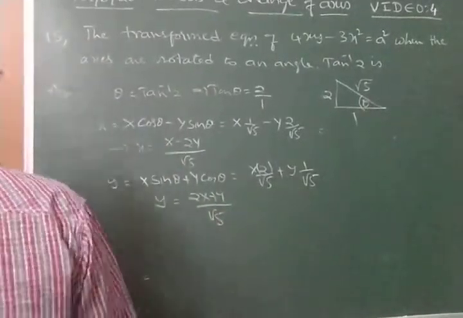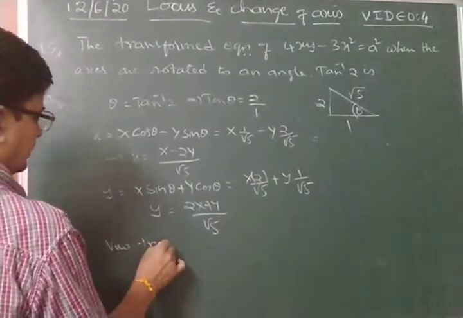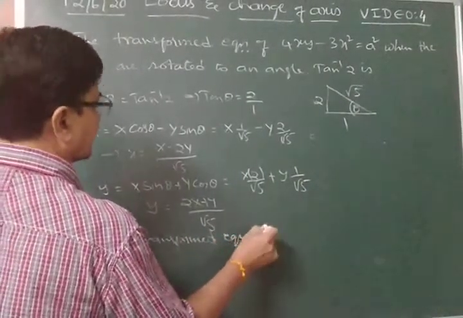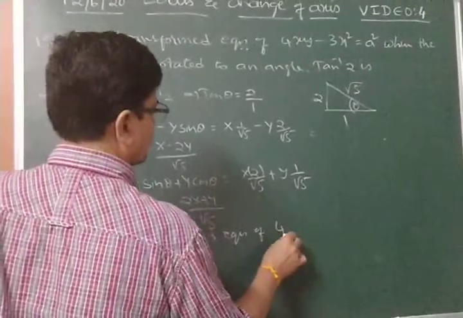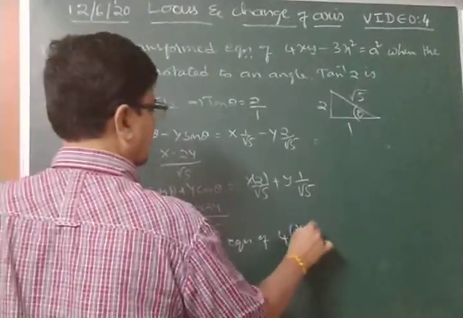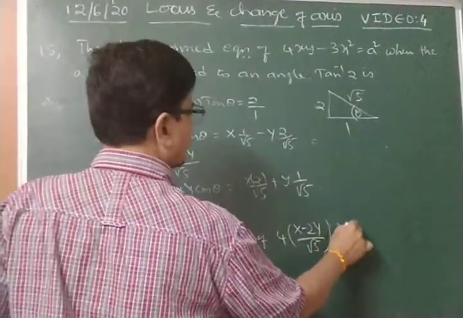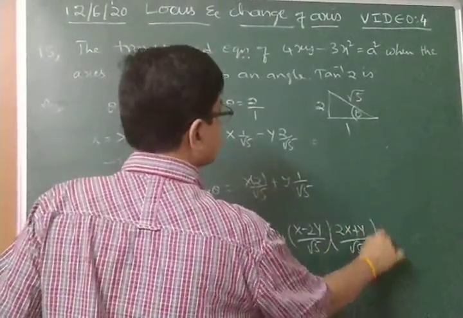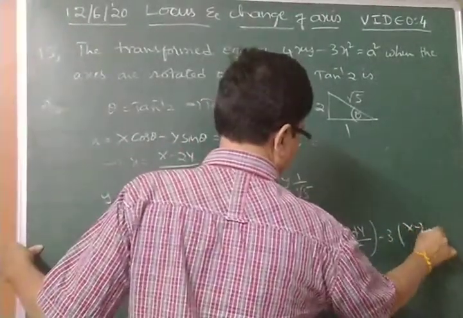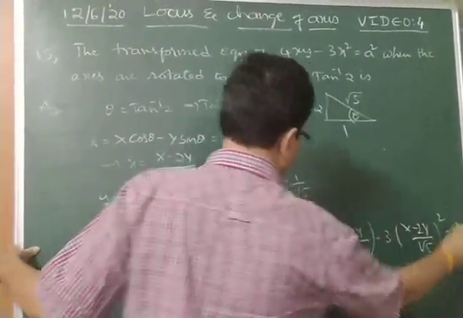Now the transformed equation. The given equation is 4 into small x, that is (X minus 2Y) by root 5, into small y, that is (2X plus Y) by root 5, minus 3 into ((X minus 2Y) by root 5) whole square is equal to a square.